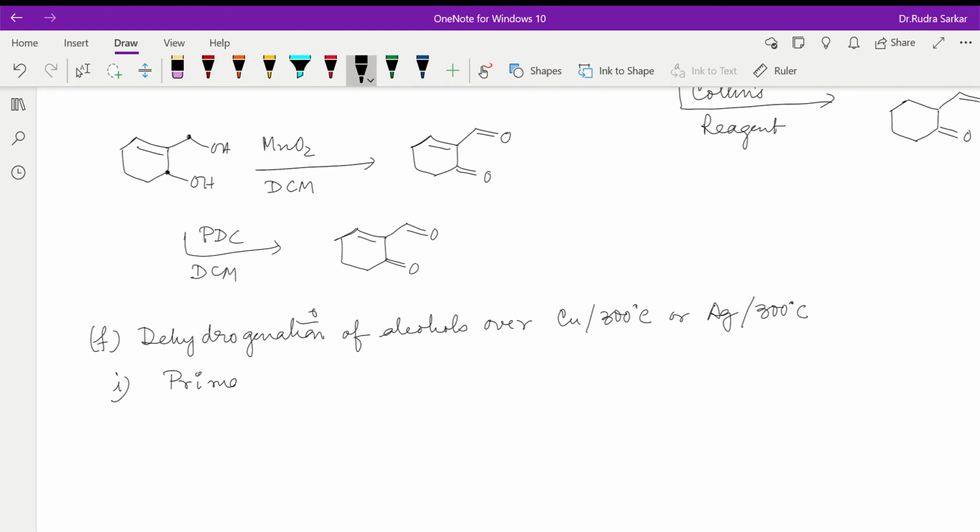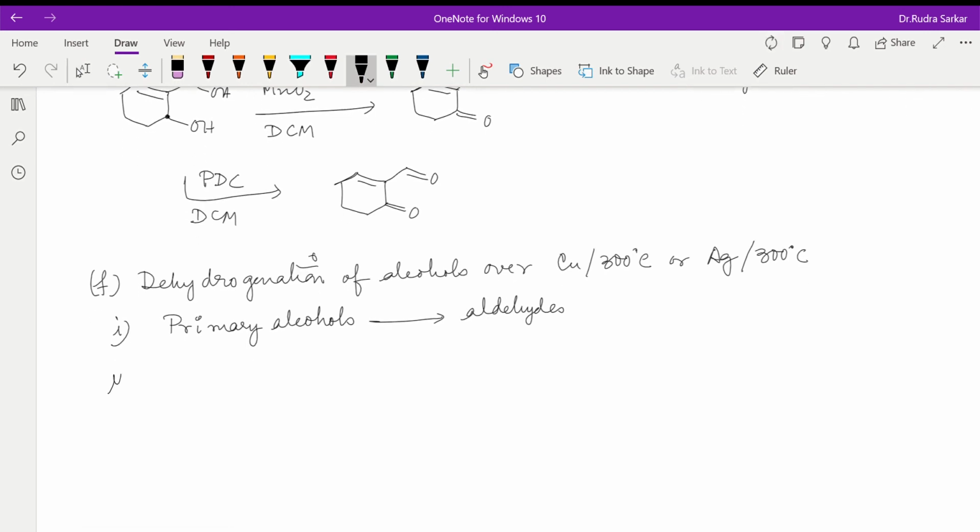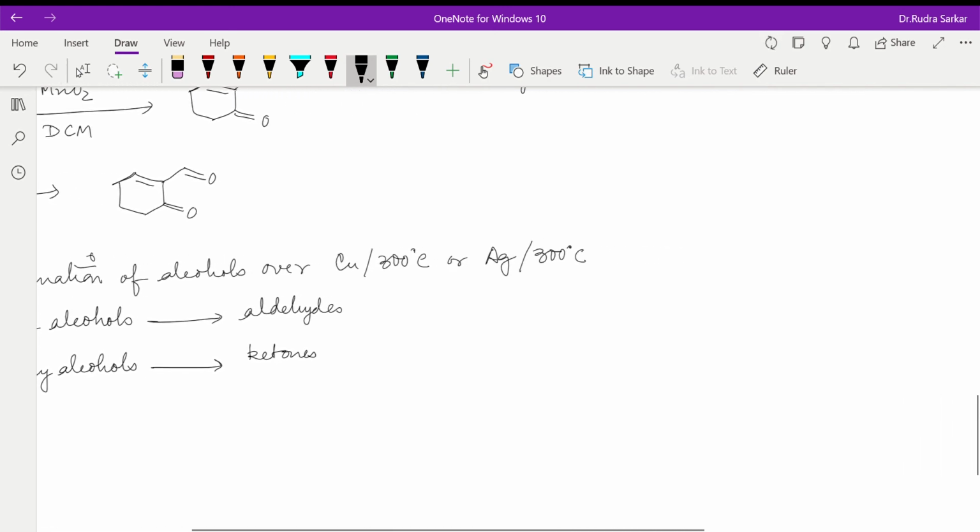Okay, so here primary alcohols will go to aldehydes, okay, and secondary alcohols will give you ketones. Now you want to visualize how this is happening, so let us take one example just to illustrate what I'm trying to say.